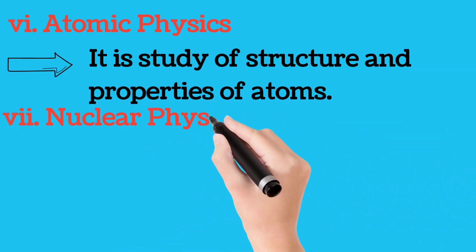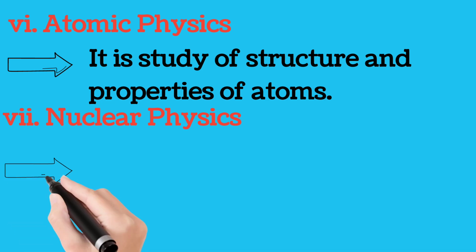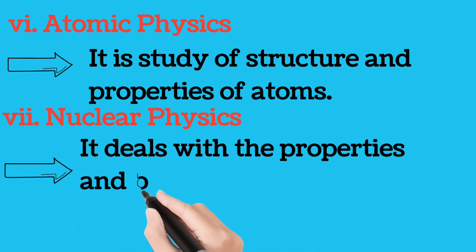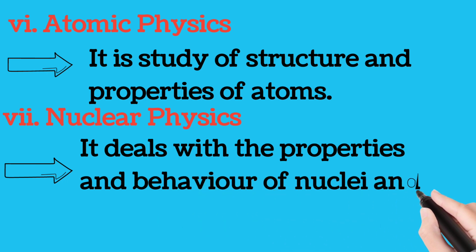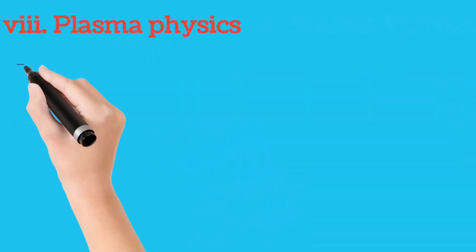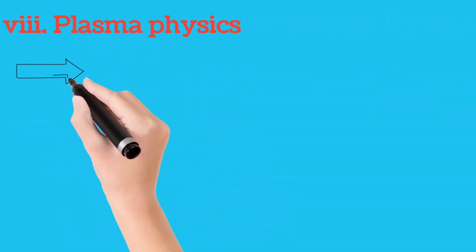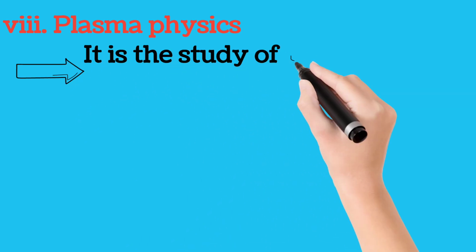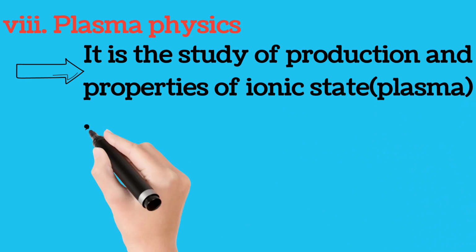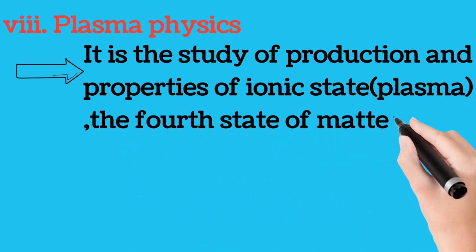Number 7, nuclear physics. It can be defined as it deals with the properties and behavior of nuclei and particles within the nuclei. Number 8, plasma physics. It can be defined as the study of production and properties of ionic state of matter, the fourth state of matter.